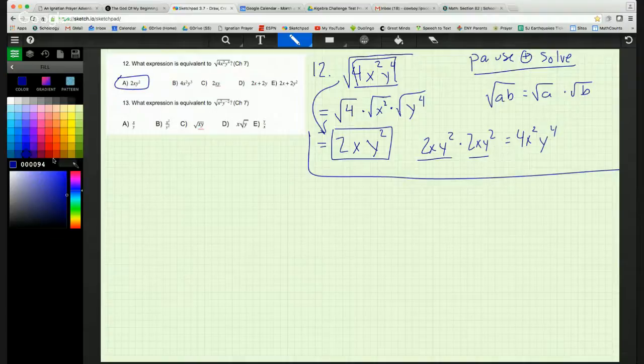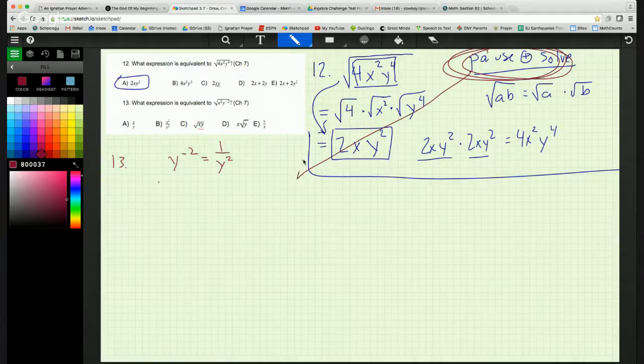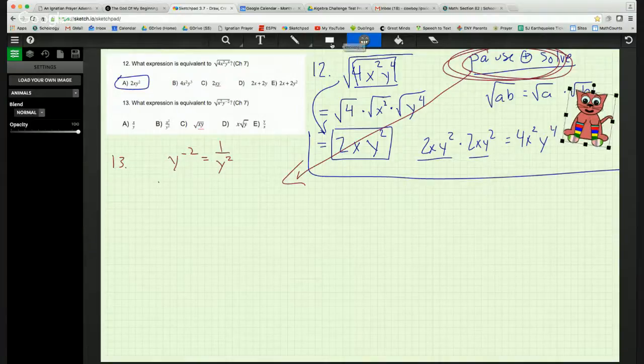Now let's move on to number 13. The first thing to know, I'm going to give you a hint, right? Y to the negative 2 is equal to 1 over y squared. And once you know that, you should be able to solve this guy using the rules that we've learned this year in algebra. Okay, so pause. Here you go. Pause and solve, and then we're going to come back to it. Oh, here, put our happy cat over here.